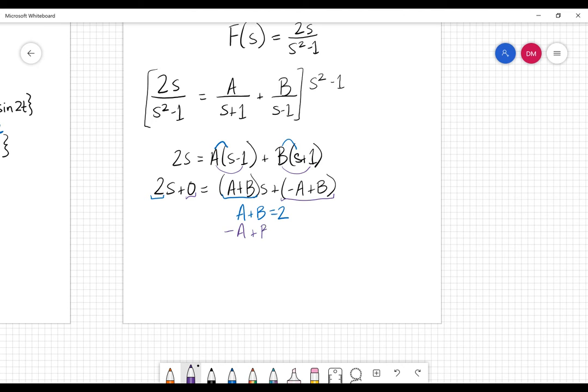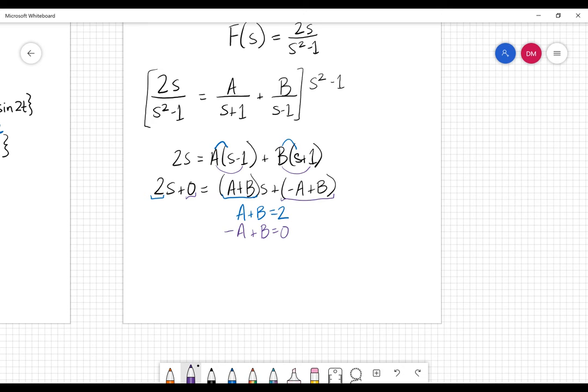You can definitely use the method of smart s's in this case. I don't know if Miss Colleen worked with you on that method, where if I were to choose a smart value for s here, it would be one that eliminates my A term completely so that I could solve for B. You can absolutely do that.